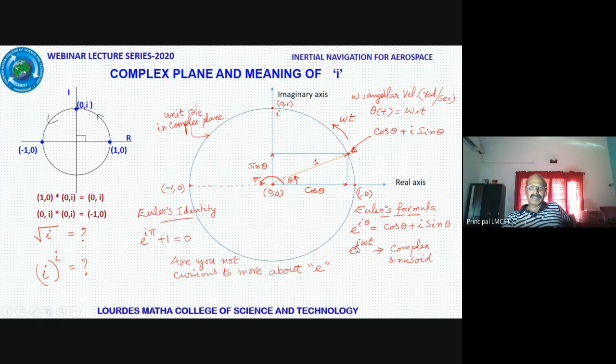What is the j here? Immediately, i to j? They are the same here. The only thing is, electronics engineers, because small i is used for electric current, usually use the symbol j. That's the only reason. Otherwise, it is the same imaginary thing, i only. So this is, as you all know, cos omega t plus i sin omega t. So it's called a complex sinusoid.